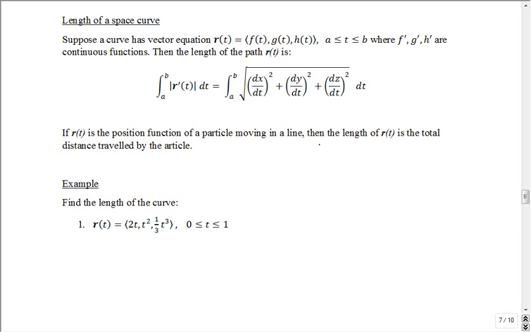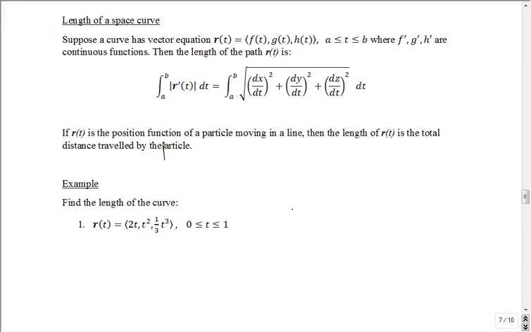And if r of t is the position function of a particle moving in a line, then the length of r of t is the total distance traveled by the particle. Why do I have article? It should be particle. Put a little p in there.